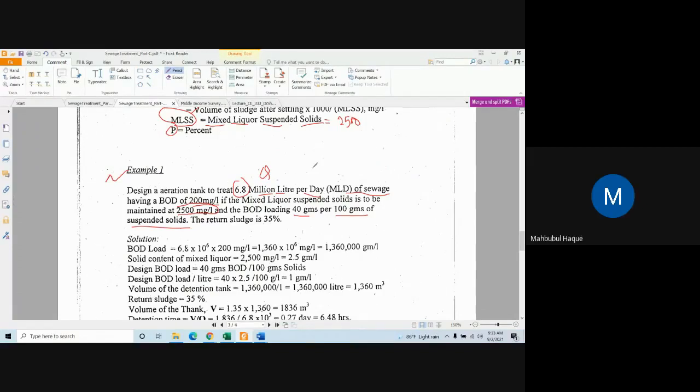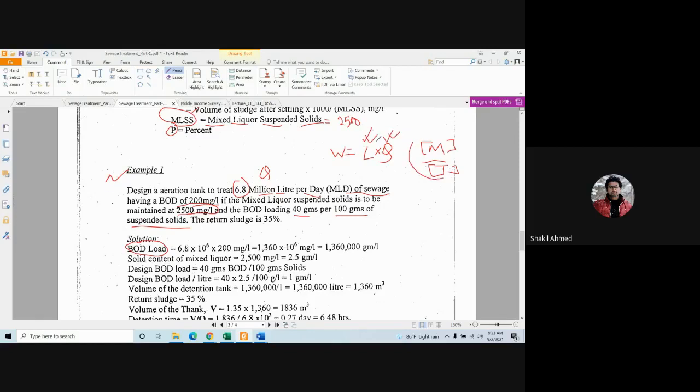So we know that load equals what? Load equals L into Q. Remember this? Concentration into Q. So BOD load here, then you'll get it in mass per unit time. If you multiply L with Q, the unit will be this.